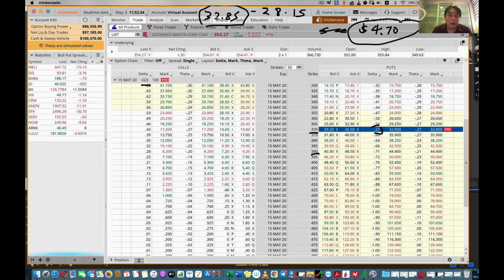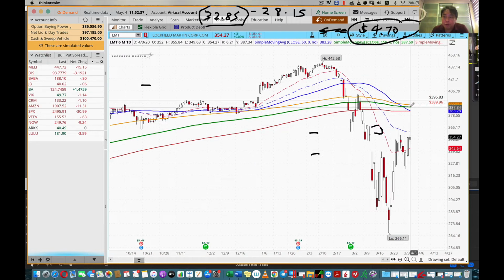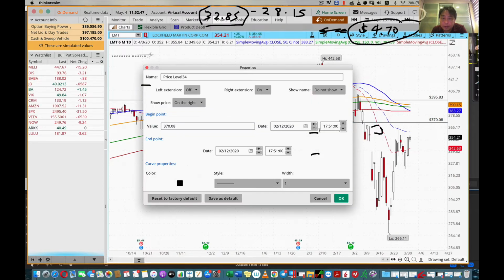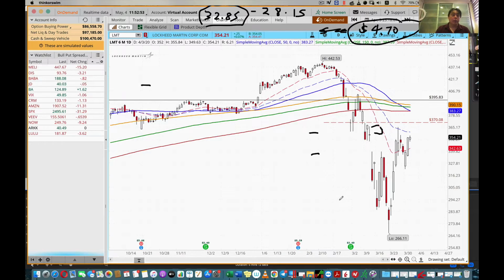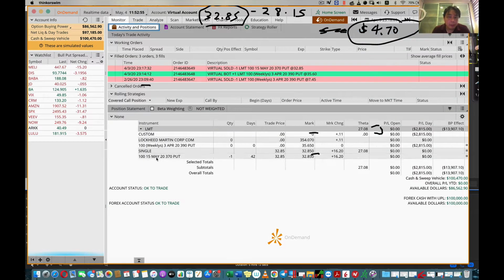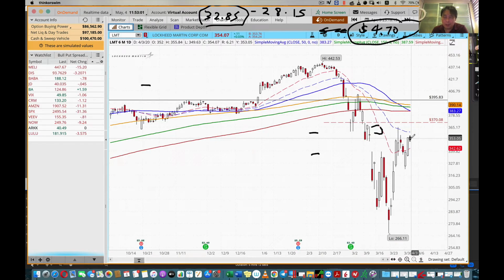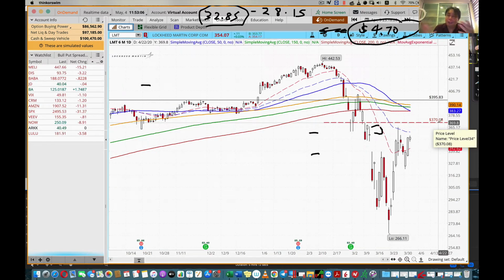Okay, so let's go to the charts right now, and you can see that from 390, I have now lowered the strike to 370. So that's my new strike, $370. So by the 15th of May, in 42 days, if the price stays below 370, then again, I may still be assigned the shares, right? But if it gets back above 370, then the put will expire worthless. So let's see what happens.